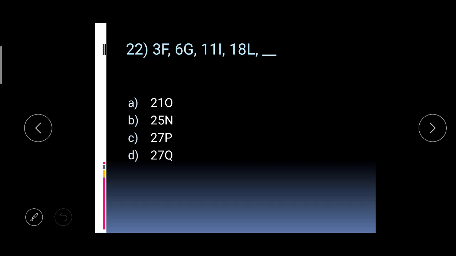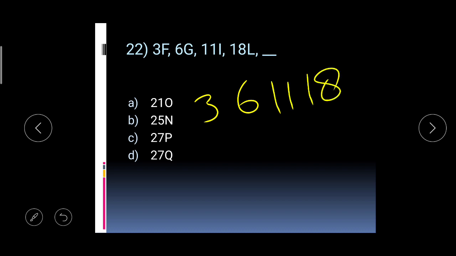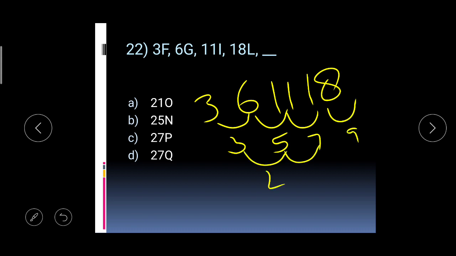3F, 6G, 11I, and 18L. Okay, so let's write down 3, 6, 11, 18. This is my series. The differences are 3, 5, 7. So what is the next difference? 9. If you are having difficulty, you can also find the difference of these differences, which is 2. So 18 plus 9 is how much? 27. So I know that the answer is from C and D.